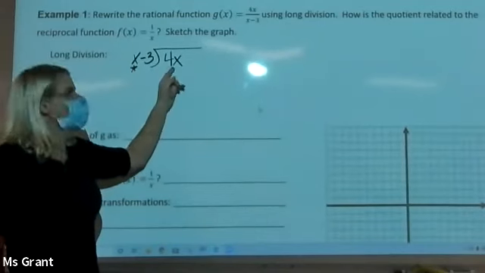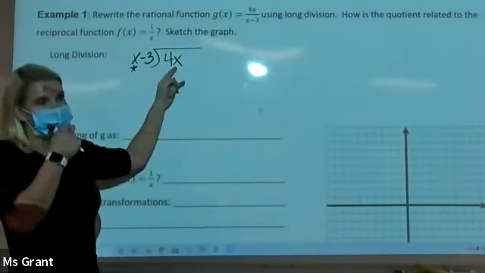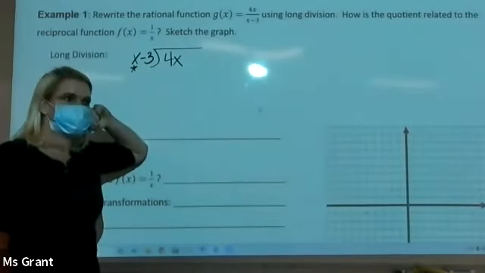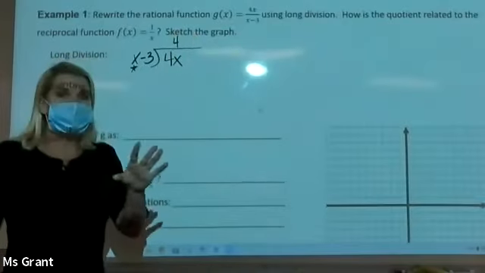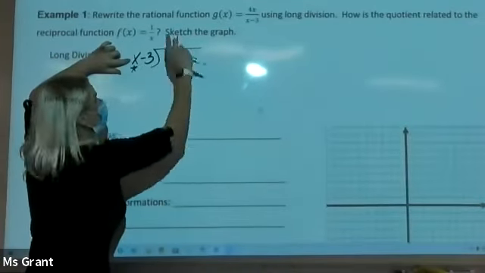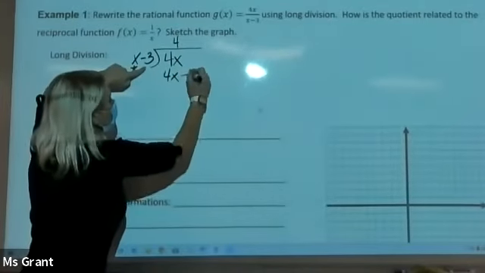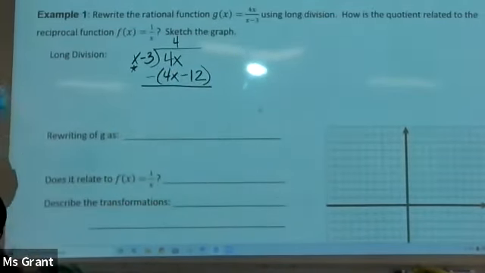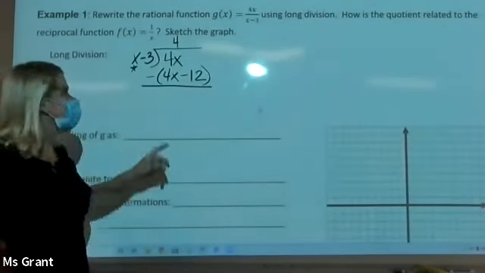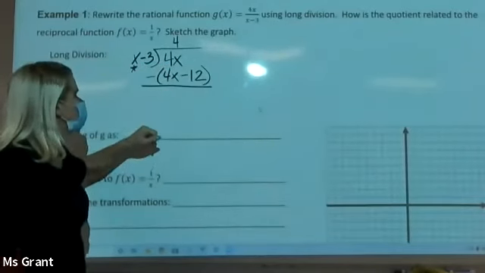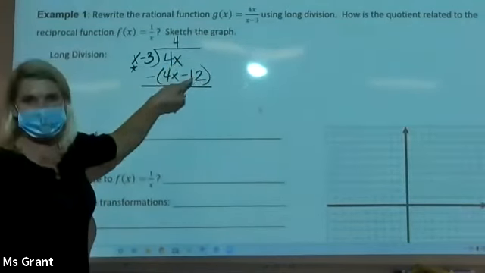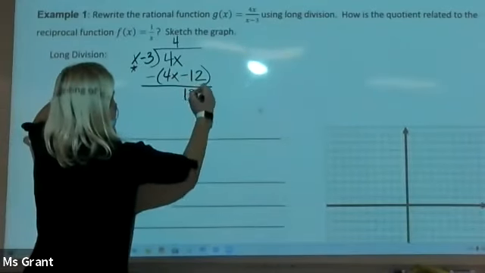How many times does x go into 4x? My kids in my class have already volunteered, so it's all you, Zoom. New Zoom people. How many times does x go into 4x? Four. Now I multiply. x times 4. Negative 3 times 4. Remember how it's a subtraction problem on all division? Don't forget this negative subtraction, 4x minus 4x, nothing. This is kind of like a zero, right? Zero minus negative 12 is just positive 12.